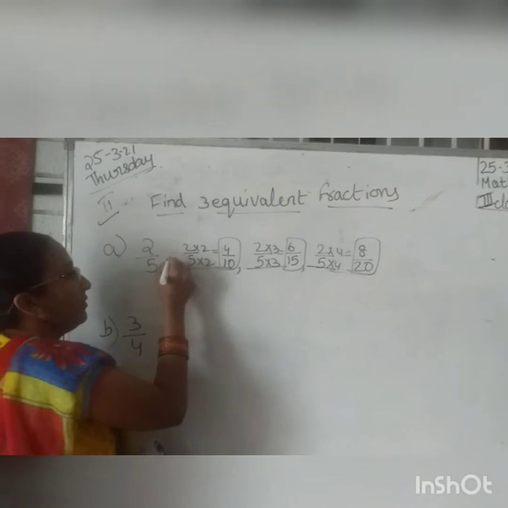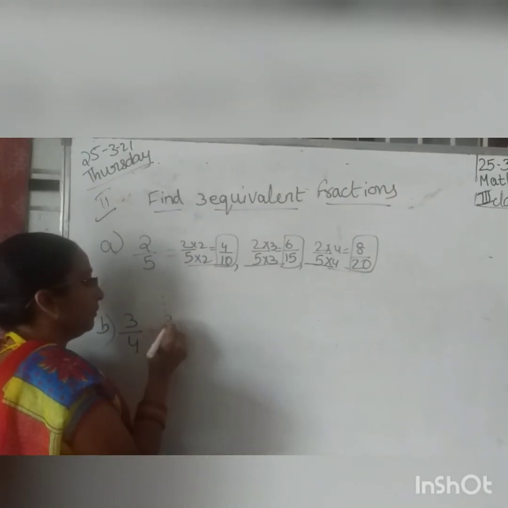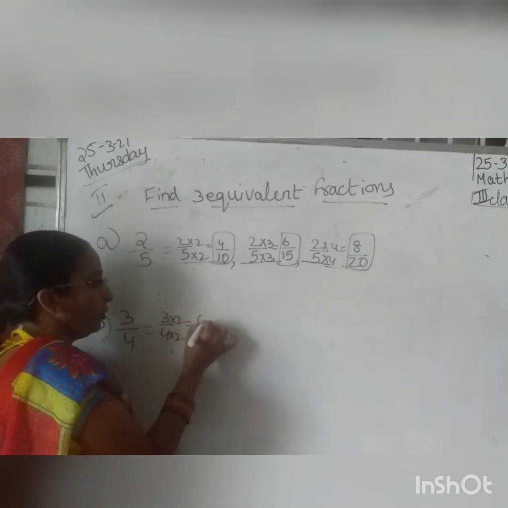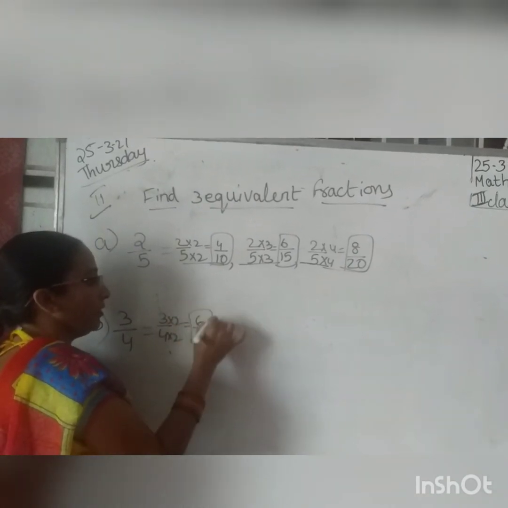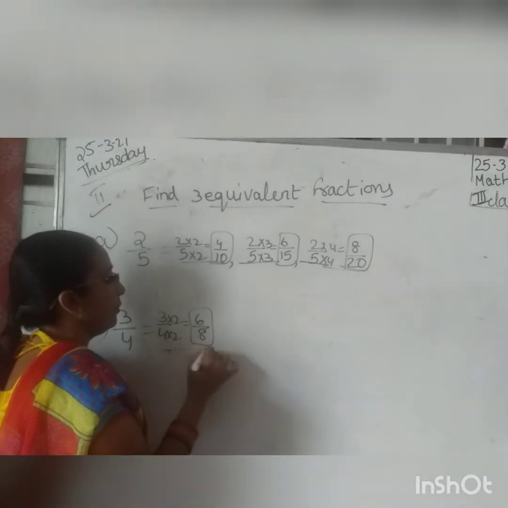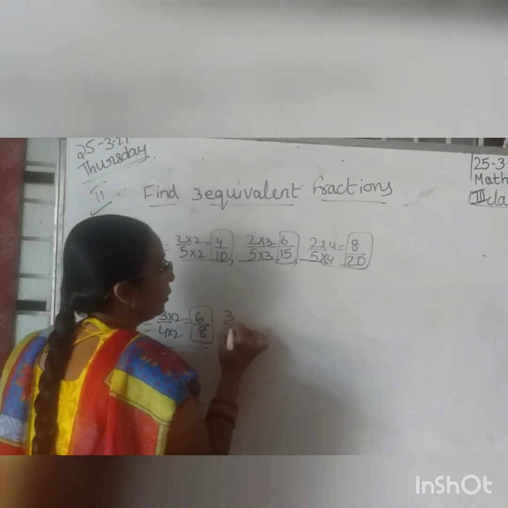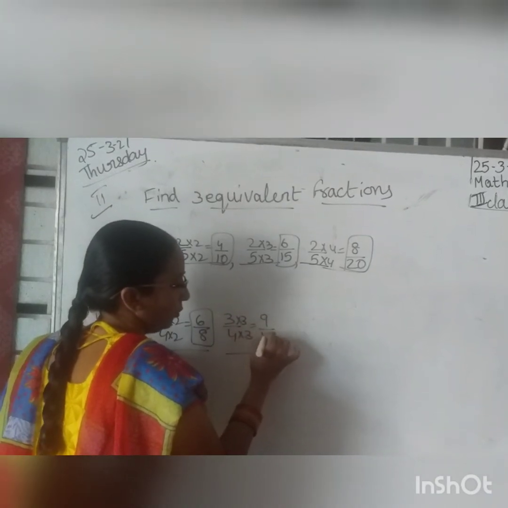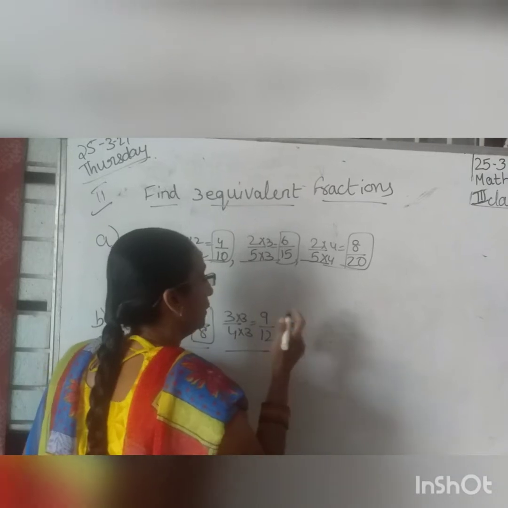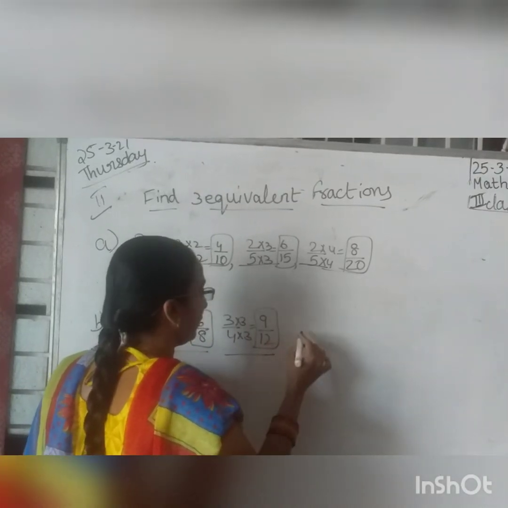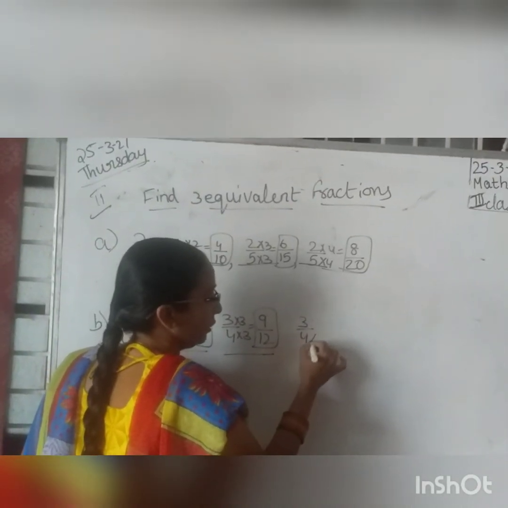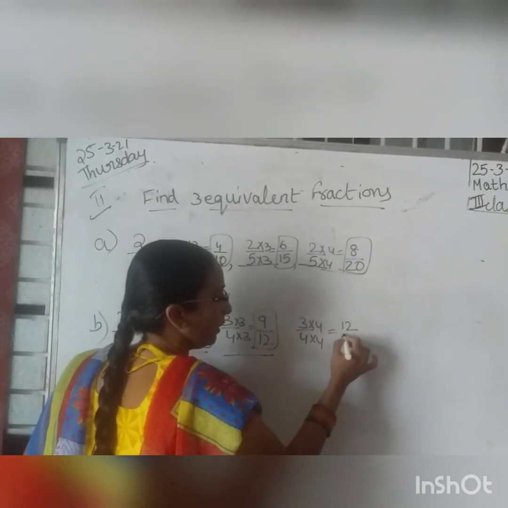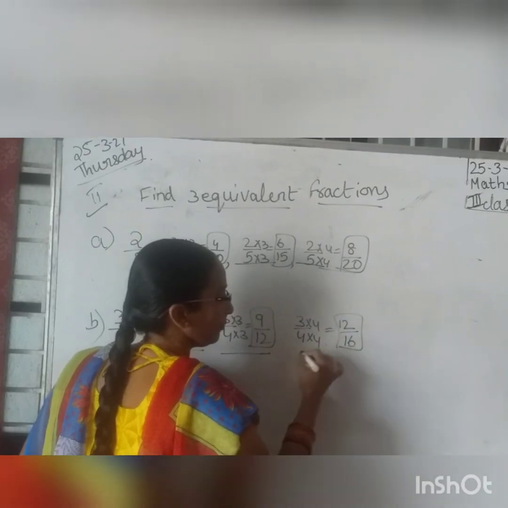See, the same we will do here again. 3 by 4 into 2 into 2: 3 2s are 6, 4 2s are 8. This is an equivalent fraction. Now, one more: 3 by 4 into 3 into 3, 3 3s are 9, 4 3s are 12. This is one more equivalent fraction. Now, 3 by 4 into 4 into 4, that is 3 4s are 12, 4 4s are 16. This is one more equivalent fraction.